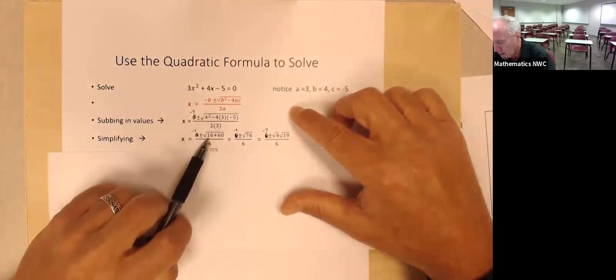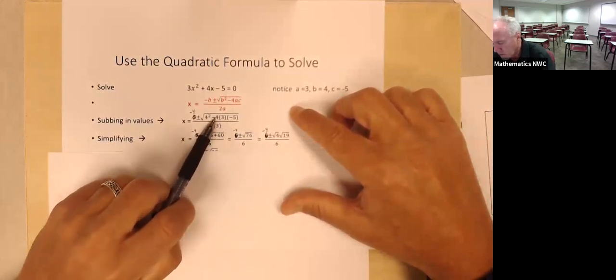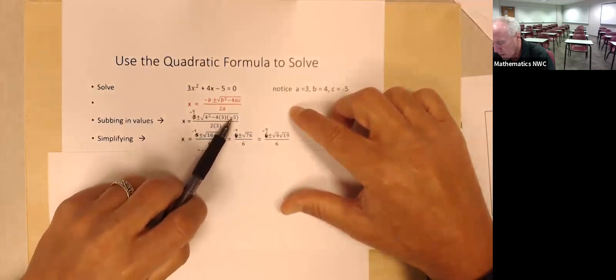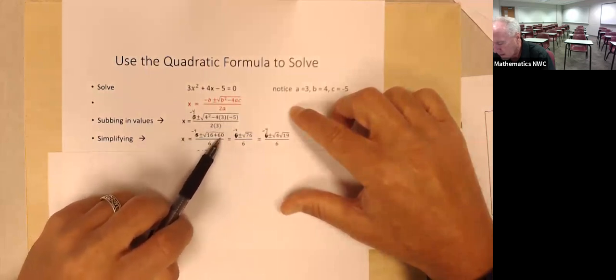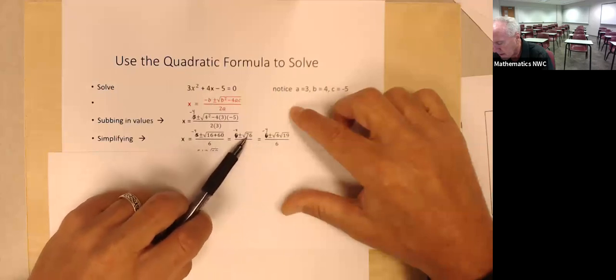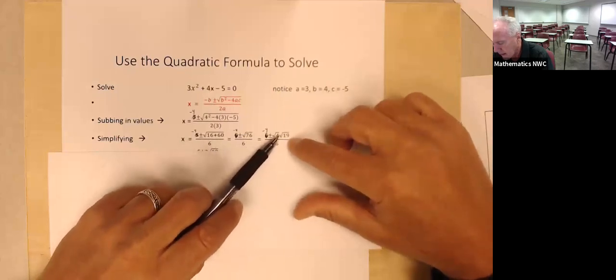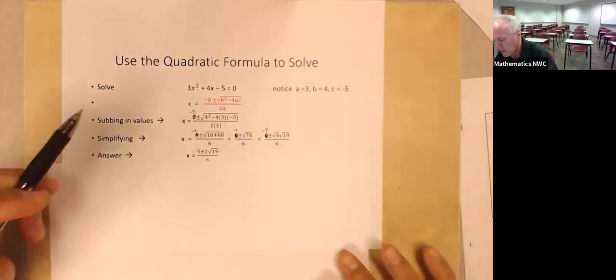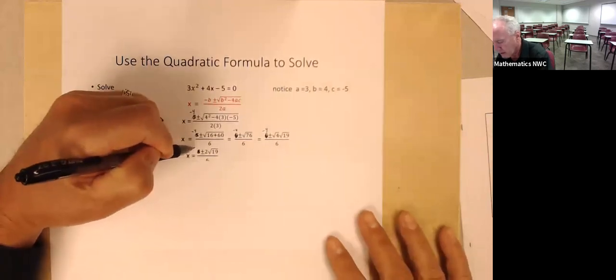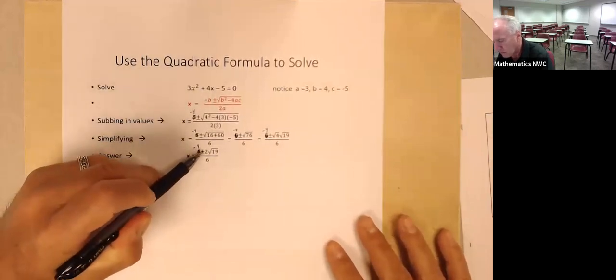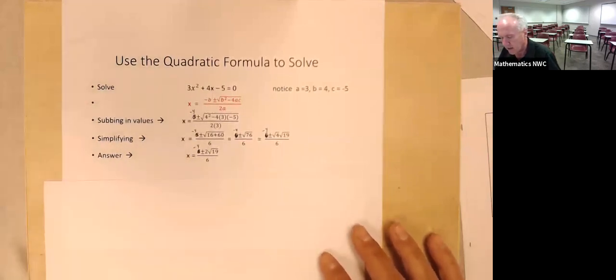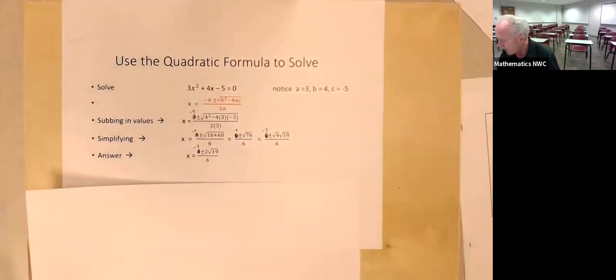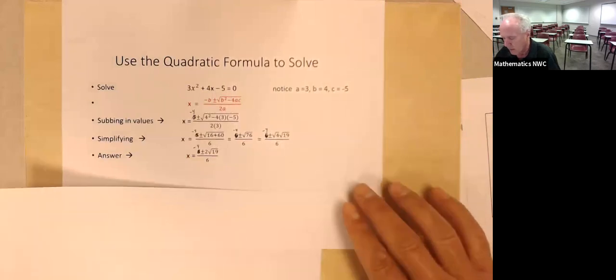The 4 squared is 16. 2 negatives will make a positive. 4 times 3 times 5 is 60. 16 and 60 makes 76. The 76 I can take and break it apart into radical 4 times radical 19. The radical 4 becomes a 2. So this ends up to be a negative 4 plus or minus 2 radical 19 over 6. And again, just flat out messed up on the negative b.